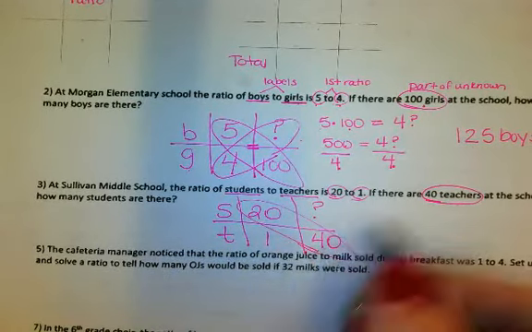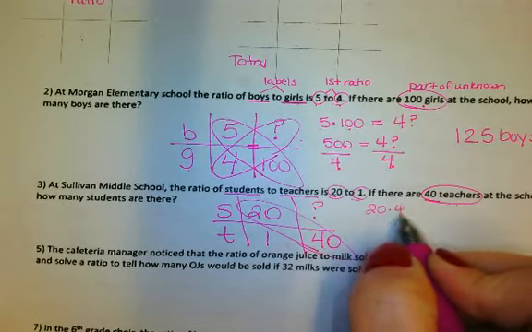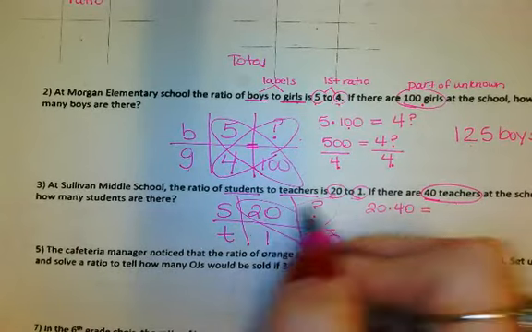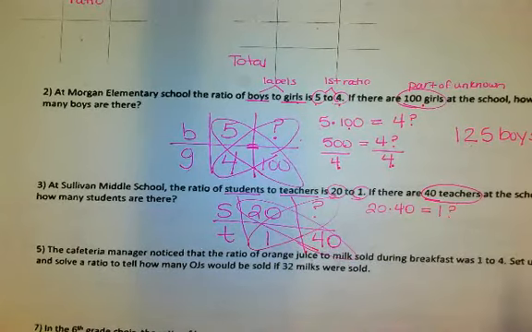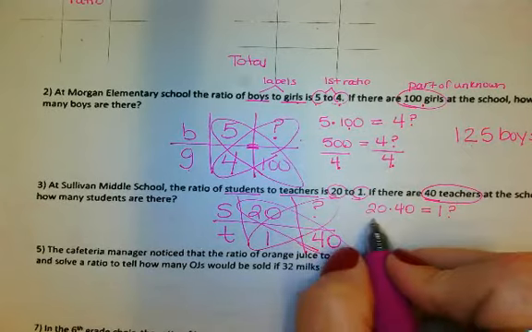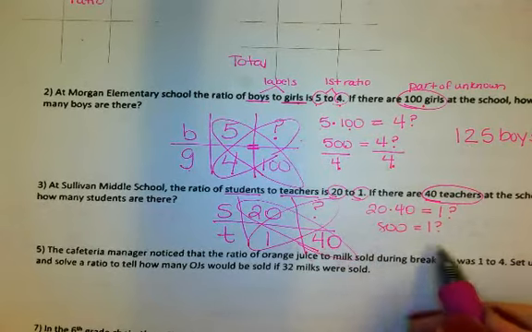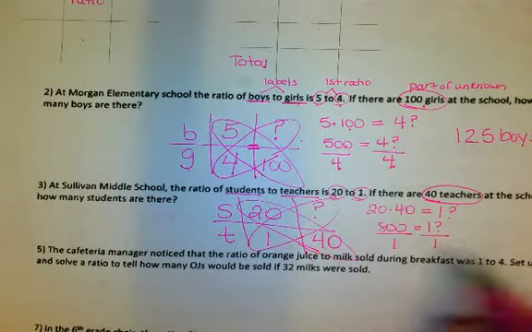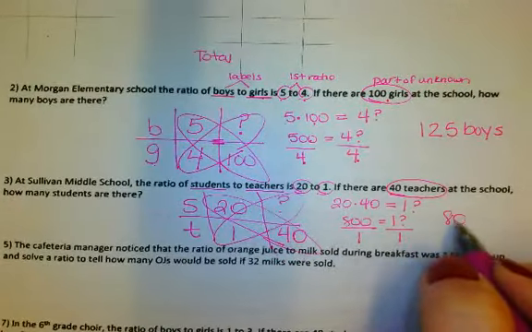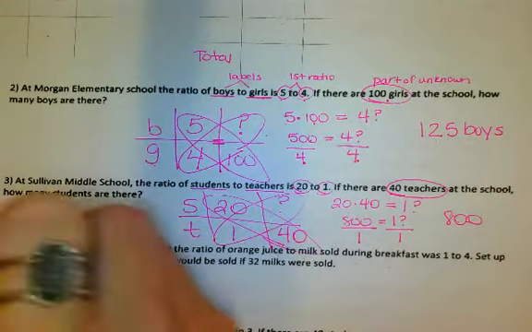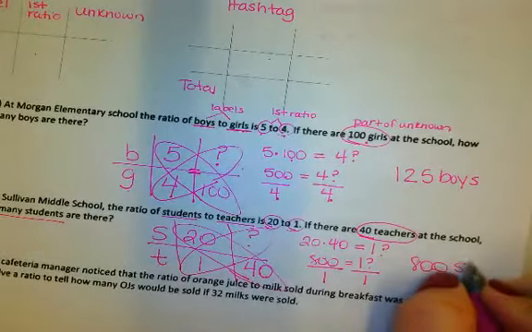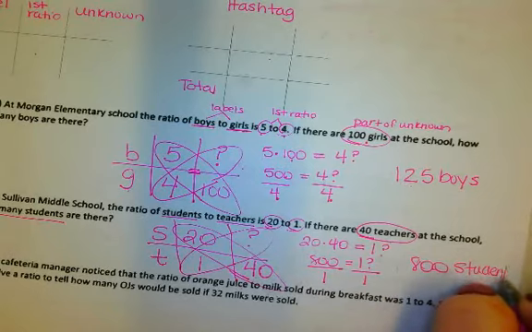So again, we cross multiply. That's 20 times 40 equals 1 times question mark. 20 times 40 is 800. And if I divide by 1, that's going to give me 800. And we're talking about how many students? So 800 students.